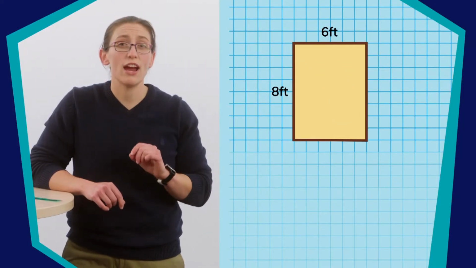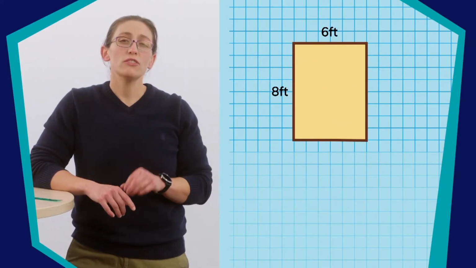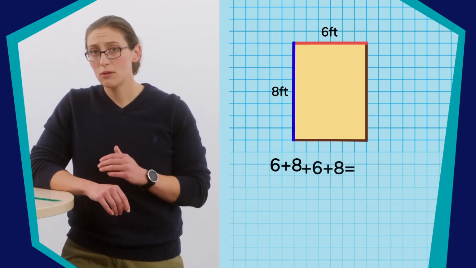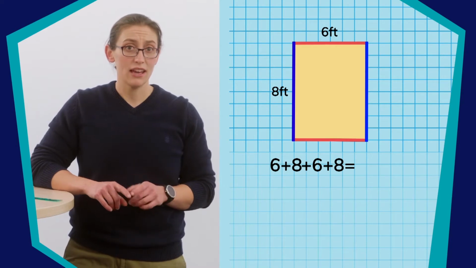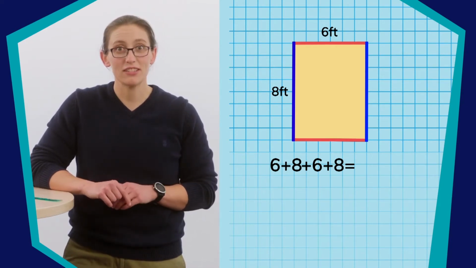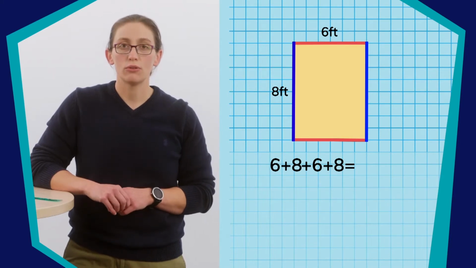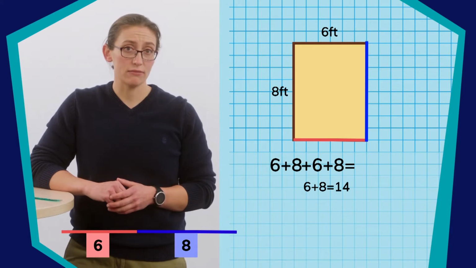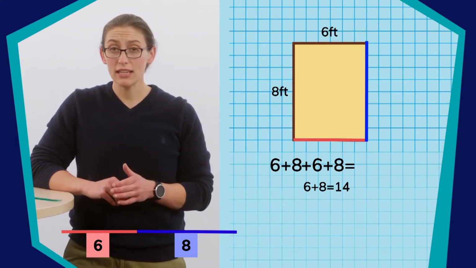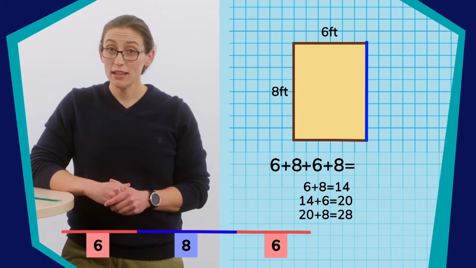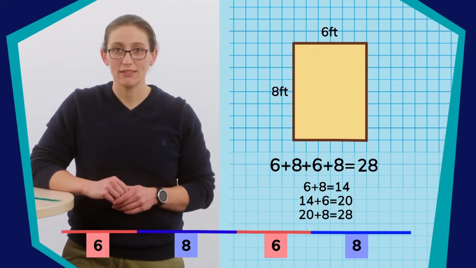Those are some really great strategies that I just heard. One strategy I heard was to add 6 plus 8 plus 6 plus 8. They went around the rectangle and put the lengths of the sides together to find the total. I know that 6 plus 8 equals 14. Then 14 plus 6 equals 20. And lastly, 20 plus 8 equals 28.